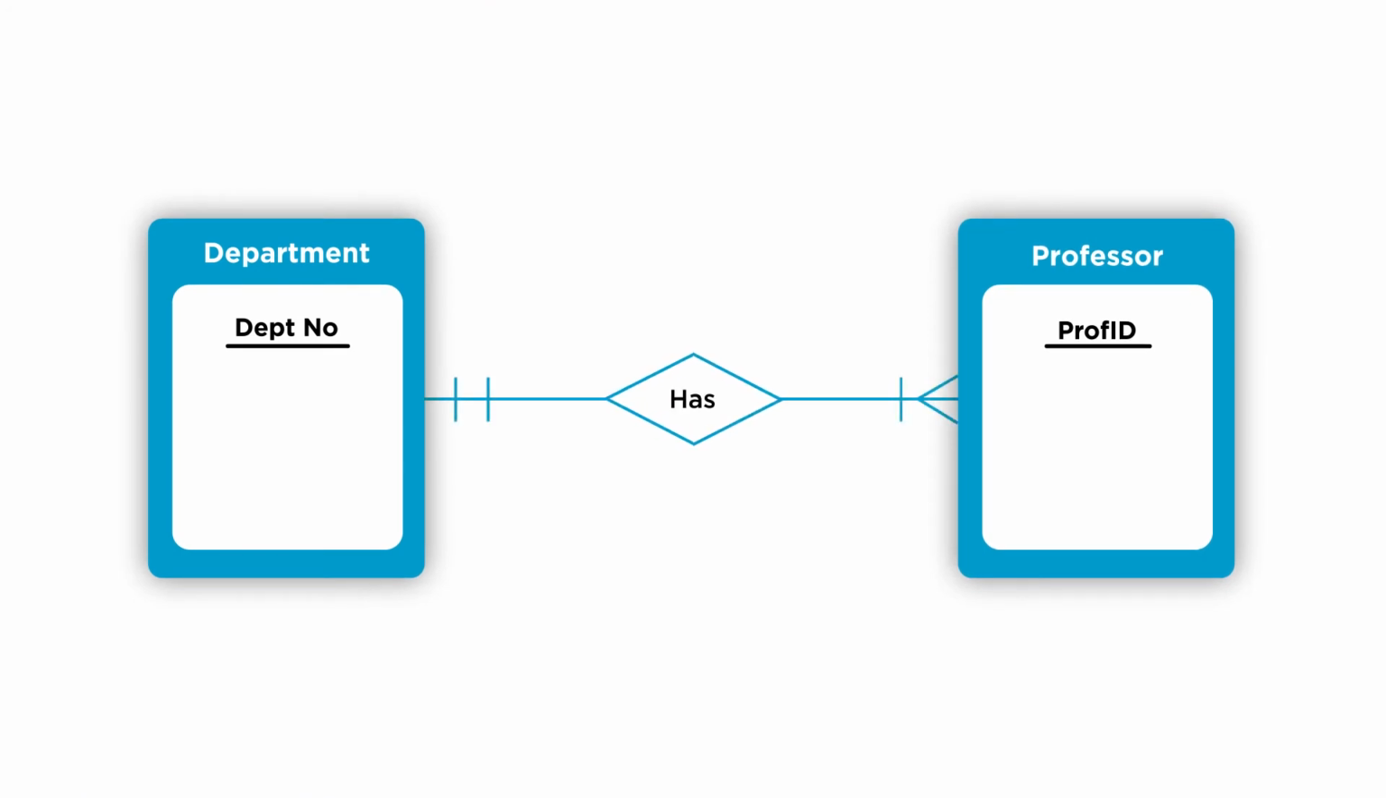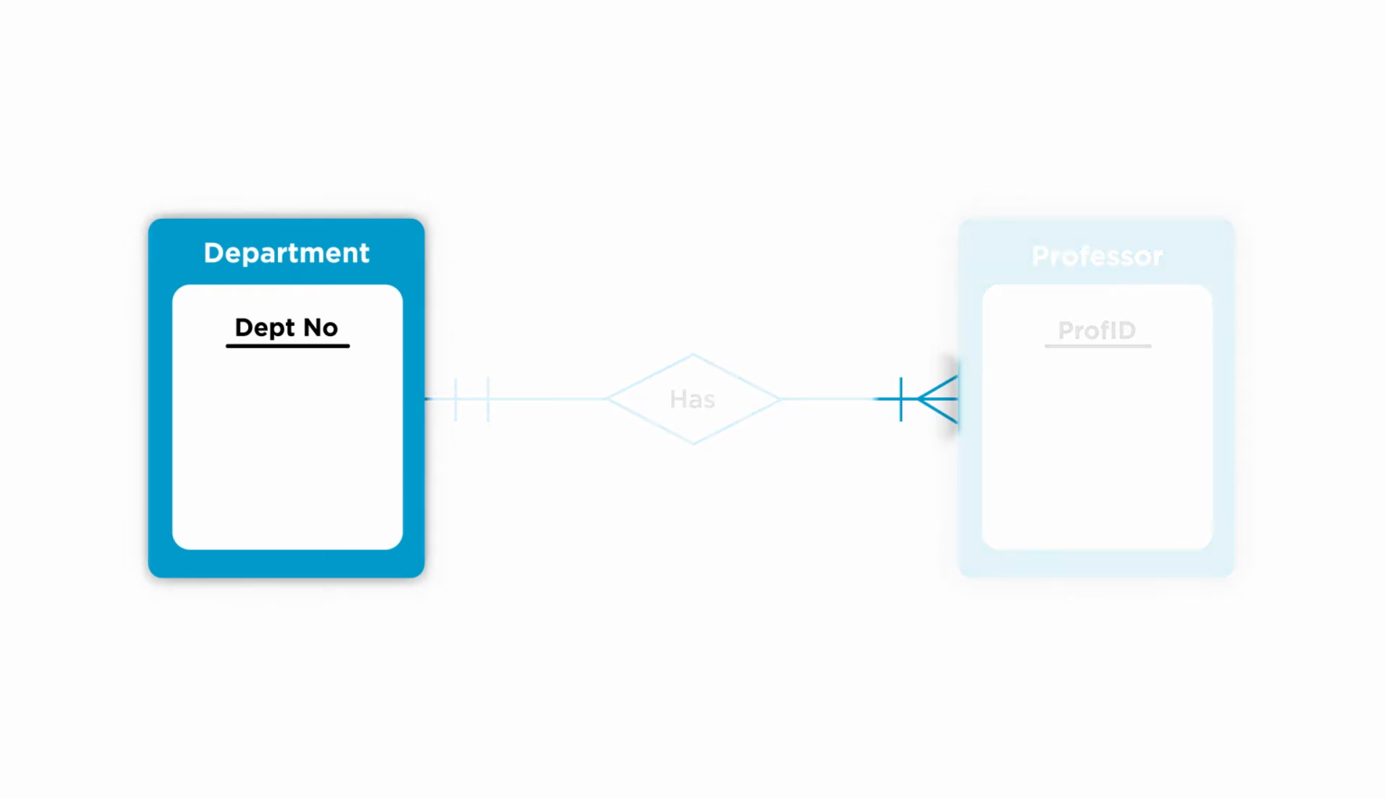We have departments and professors. Each department has professors and each professor has a department. Let's take a look at the relationship cardinalities and what they mean. What we are saying in the diagram is each department has a minimum of 1 and a maximum of many professors. Therefore, our model says that we cannot have a department which does not have at least one professor associated with it.